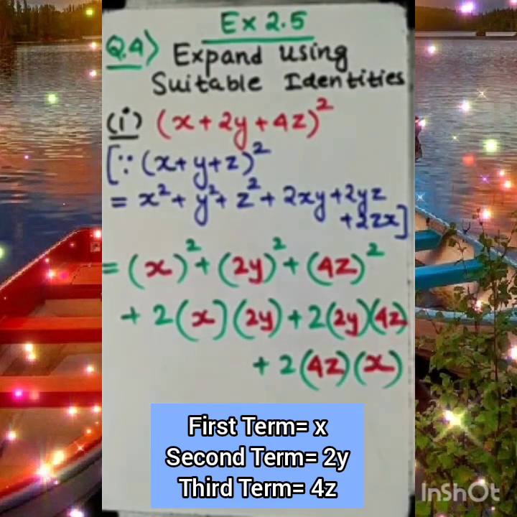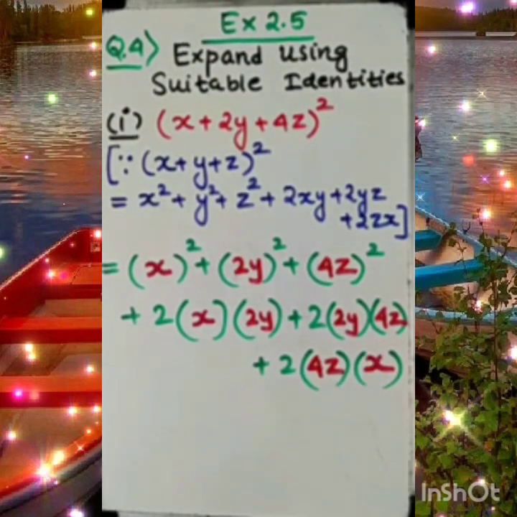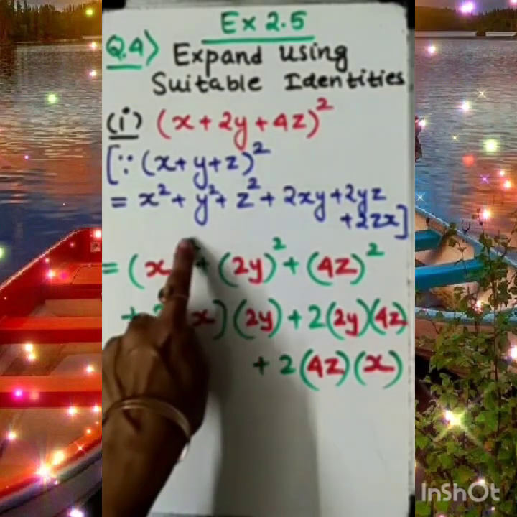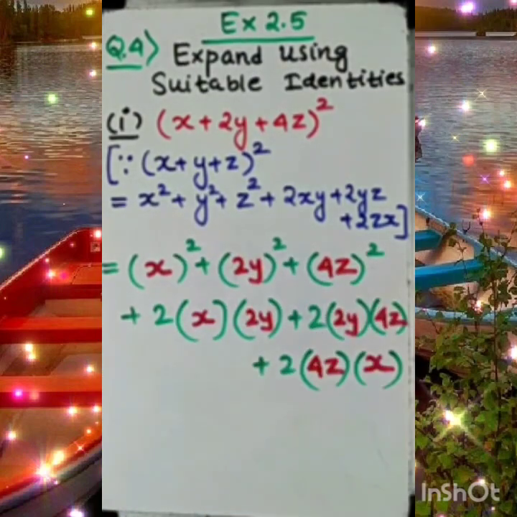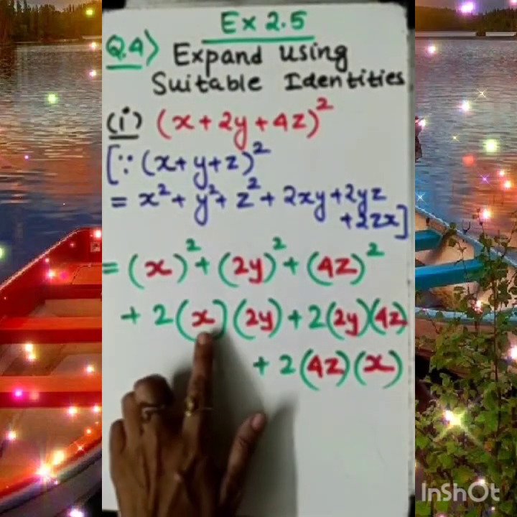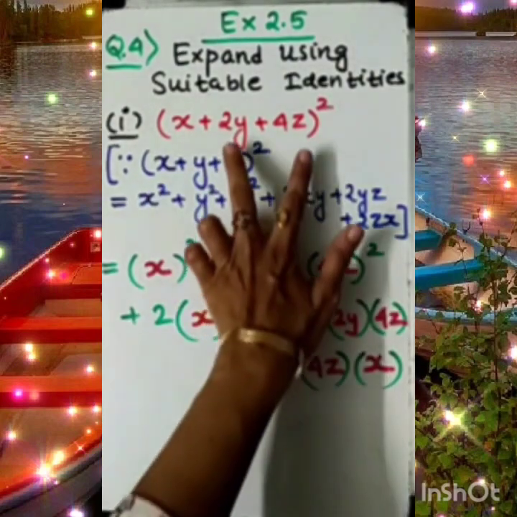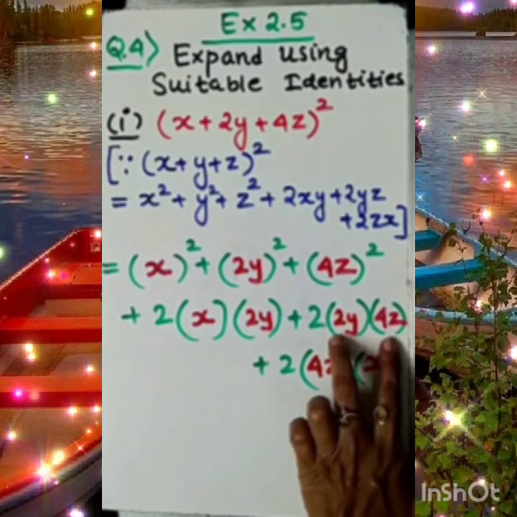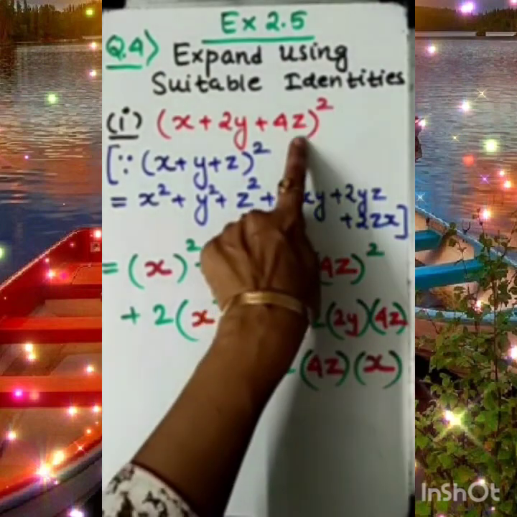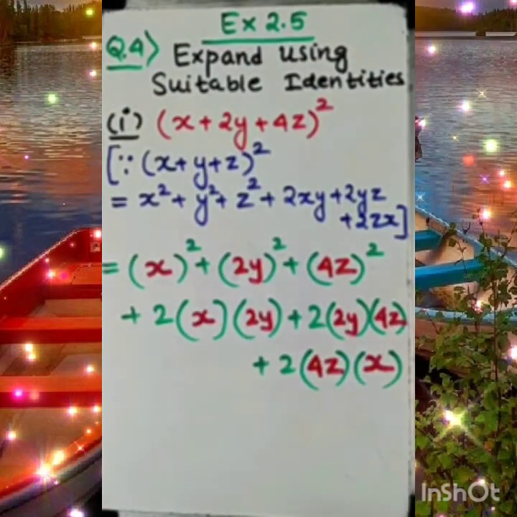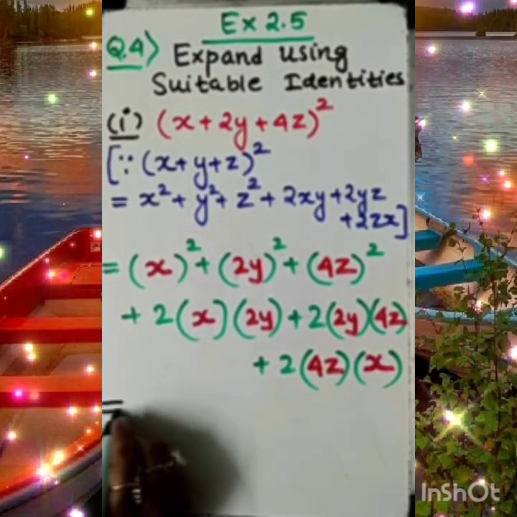You can see I have applied it according to the requirement: first term square, second term square, third term square. Then 2 into first and second term, 2 into second and third term, and 2 into third and first term. Very simple. Now let's simplify and note down the answer.